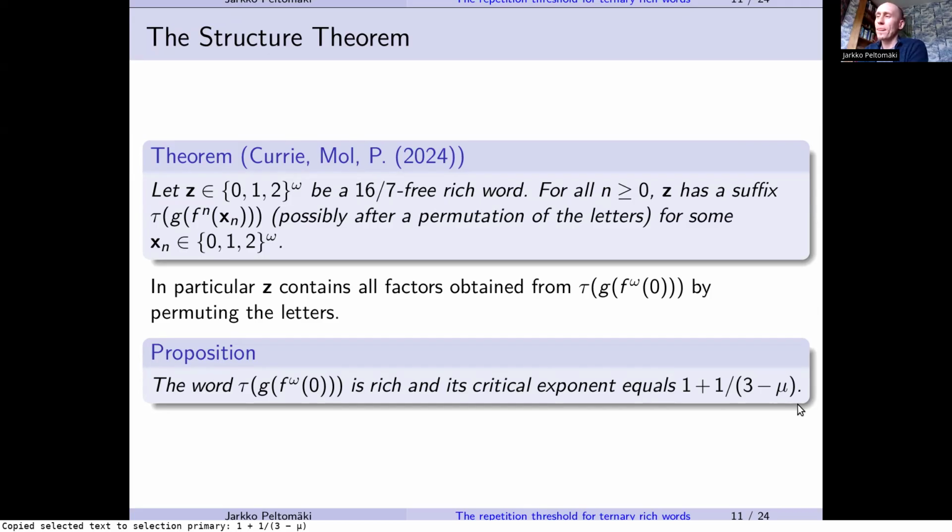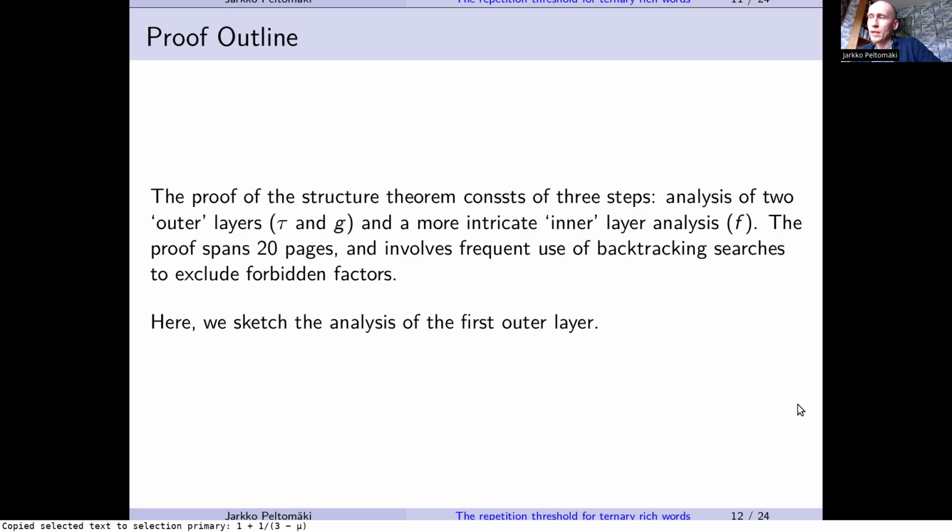Yeah, and I guess that covers all the significant results from our paper. So the rest is just proving this structure theorem.